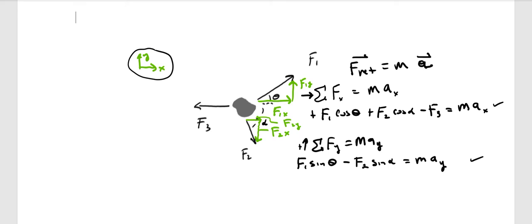Now, you might be asking, could we just find the net force first and figure out what direction that is? Say maybe it's this way. And then set that equal to mass times acceleration. And the answer is yes. That would work fine as well.